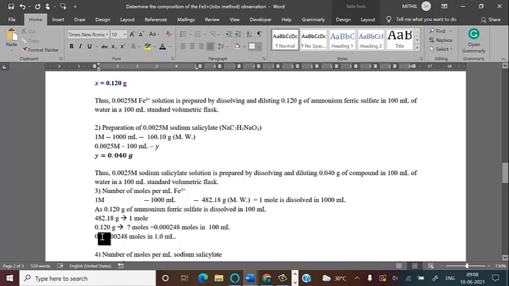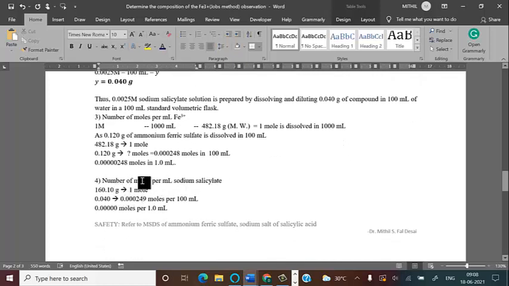So there will be 5 zeros after the decimal and then 248. You can also write it as 2.48 times 10 to the minus 6. There are 5 zeros after the decimal because you need to divide this to understand it in 1 ml. So we have this many moles in 1 ml.